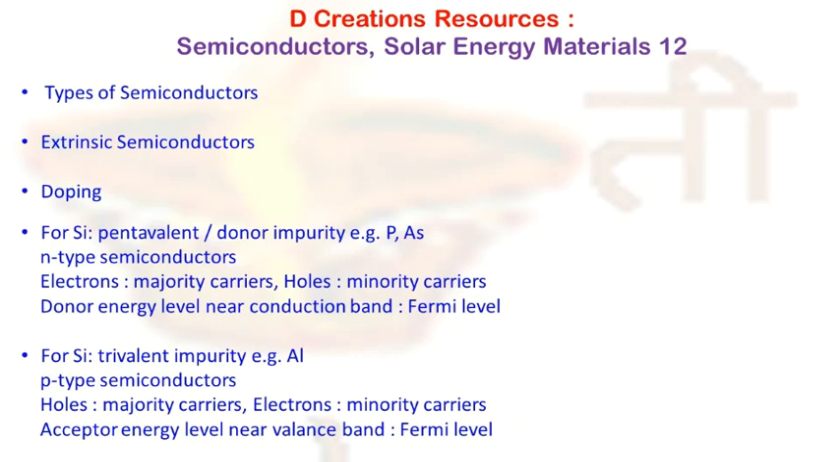Now in N-type semiconductor, electrons are in majority and they will be called the majority carriers while holes will be minority carriers. When it comes to P-type semiconductors, holes will be majority carriers and electrons will be minority carriers.